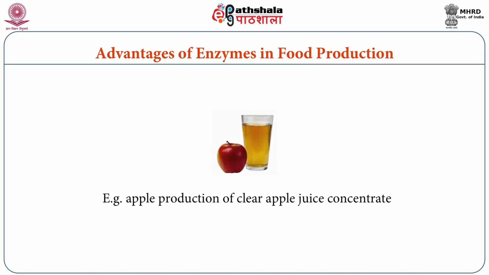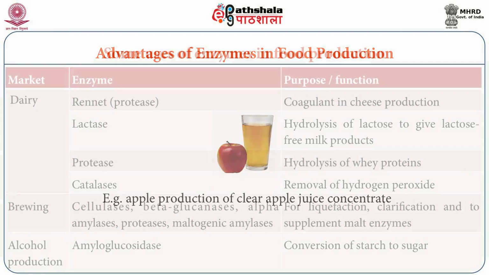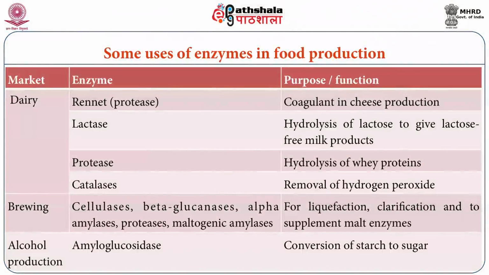An example we can see is the production of clear apple juice concentrate, which relies mainly on the use of the enzyme pectinase. Without pectinase, we can never expect that our apple juice concentrate will be as clear as we see it in the market today. Now we will see some uses of enzymes in food production.